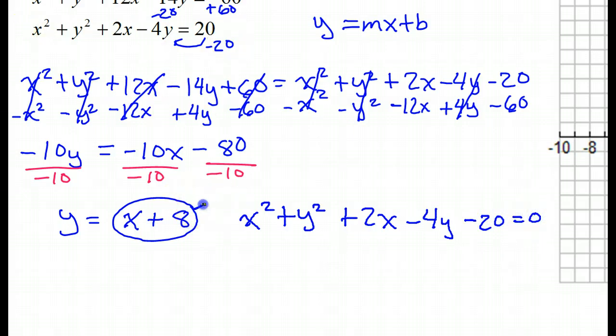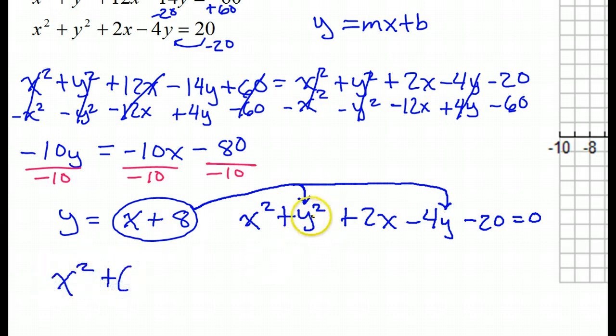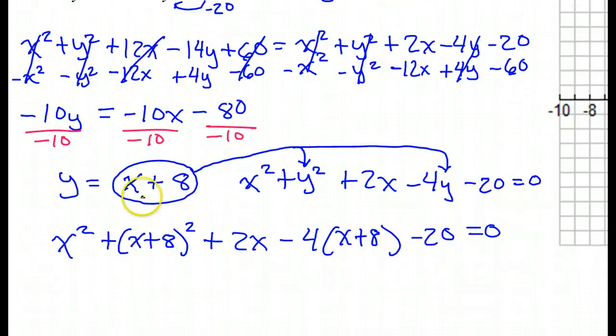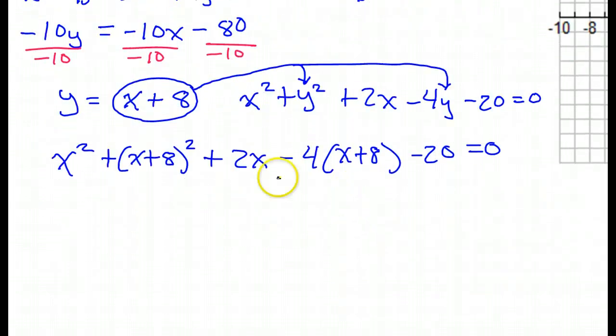So I'm going to take this and put it in for the y values. So there's a y value here, and there's another one here. Okay, so that's going to give me x squared plus, now here comes the y squared, but I'm putting in x plus 8. So that makes it x plus 8 squared. So then I've got my 2x from right there. And then I've got minus 4y again. And again, my y is x plus 8. Okay, and then my minus 20. Okay, so I've got all x's.